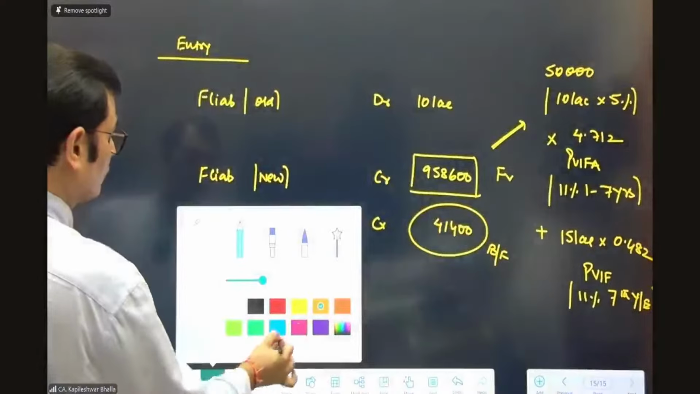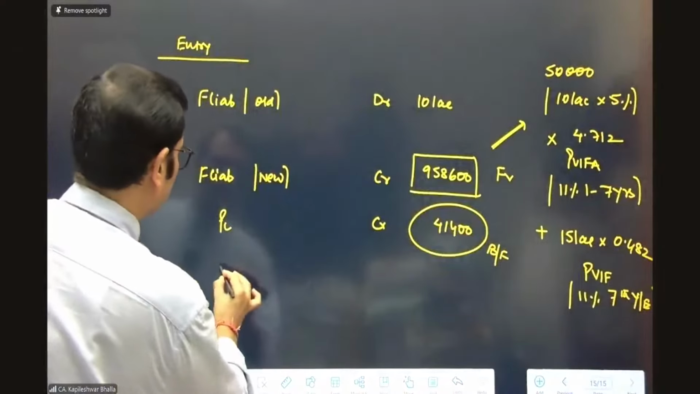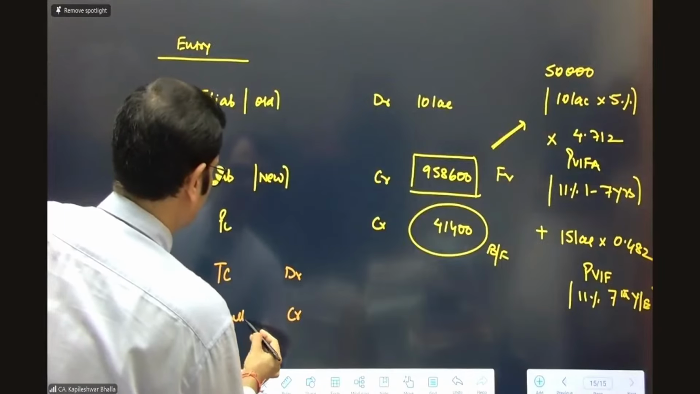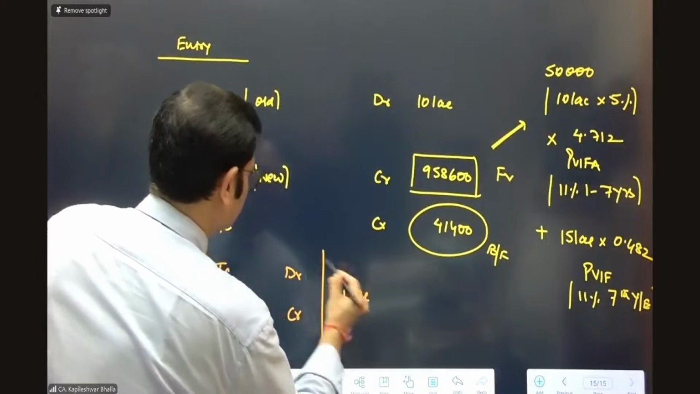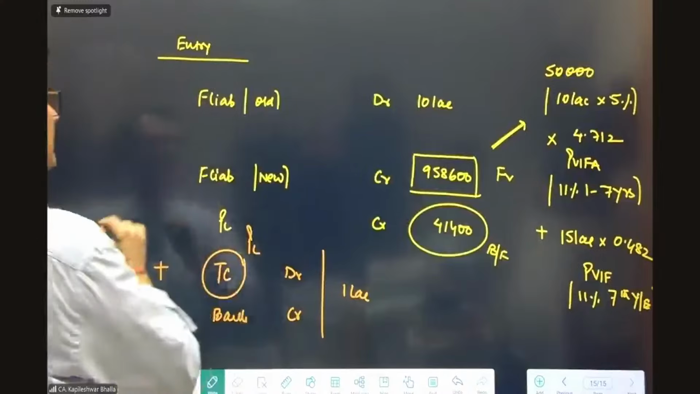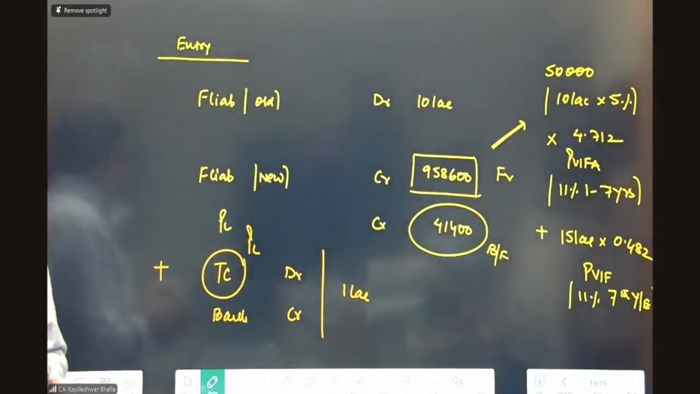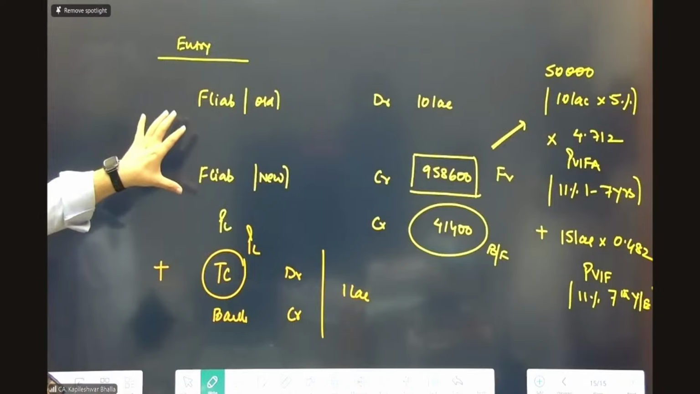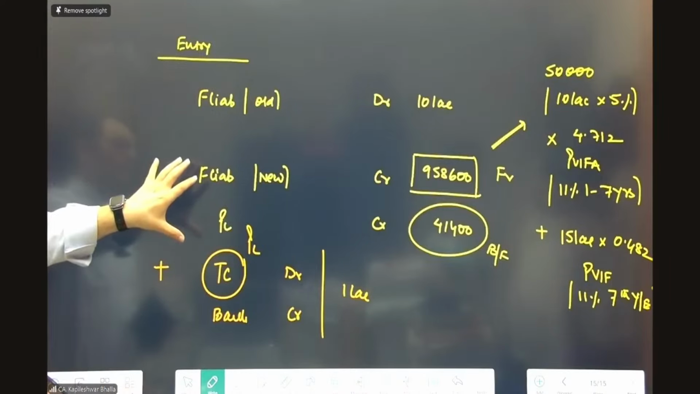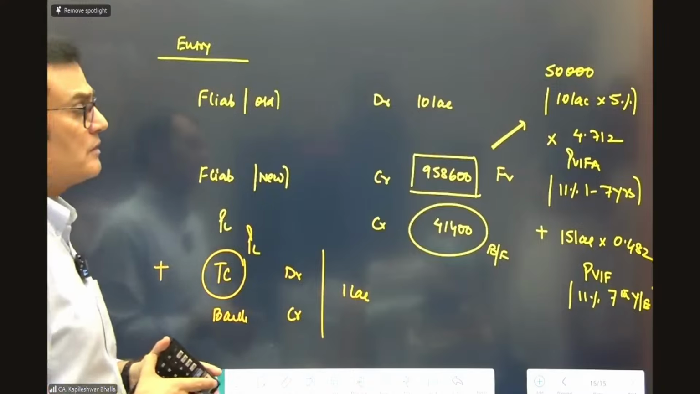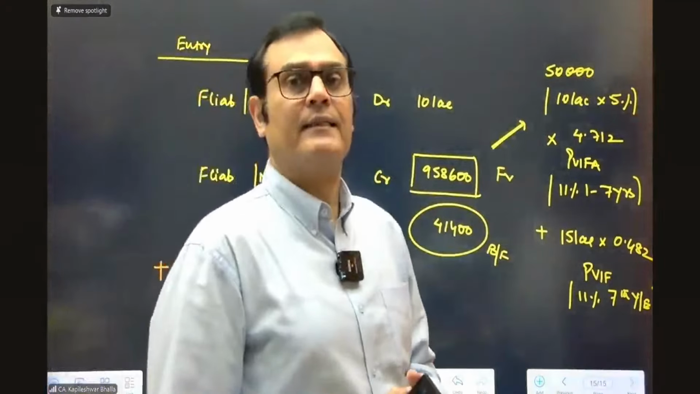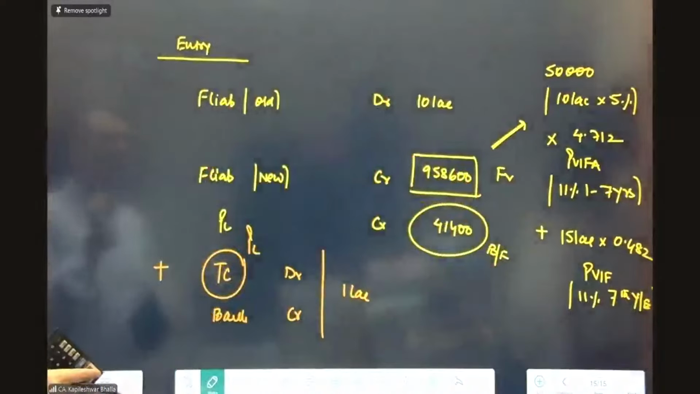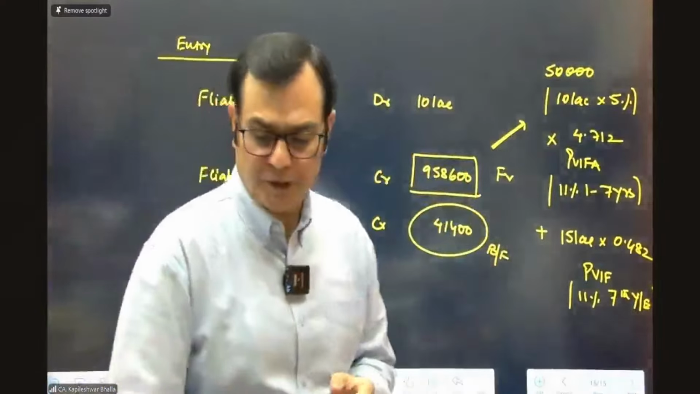And apart from this, we also need to do another entry. The transaction cost which is incurred is also going to be recorded. That is 1 lakh, and this transaction cost will be taken to the profit and loss account. So two separate entries are done. One is the entry for derecognition of the old financial liability and the recognition of the new financial liability. The difference is the gain or loss arising on derecognition, and then the transaction cost is expensed off in the P&L. Done. So this is on the derecognition of financial liability.